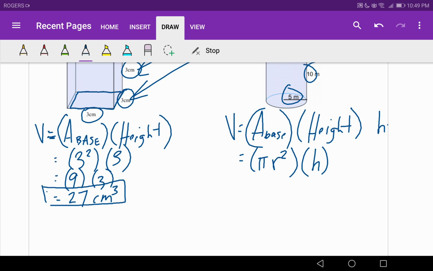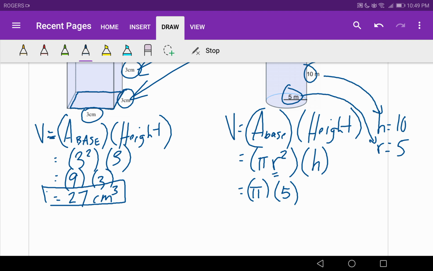Well, what does h equal from my diagram? The height of the cylinder is 10. And I also need to plug in r. What is my r value? My radius of the circle is 5. So let's plug in all our numbers, okay? So I've got pi times 5 squared times 10.